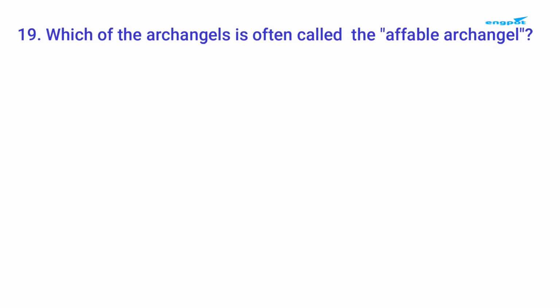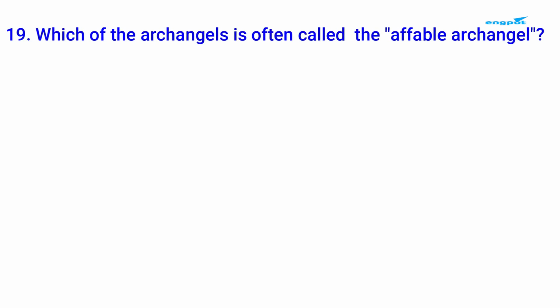Which of the archangels is often called the affable archangel? Raphael. Now, Raphael is one of the archangels who is often called the affable archangel, and it was Raphael who told Adam about God's creation of the earth, and Adam told Raphael about the making of Eve from his own rib.